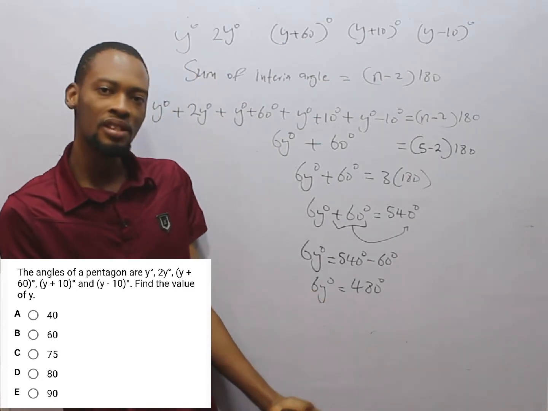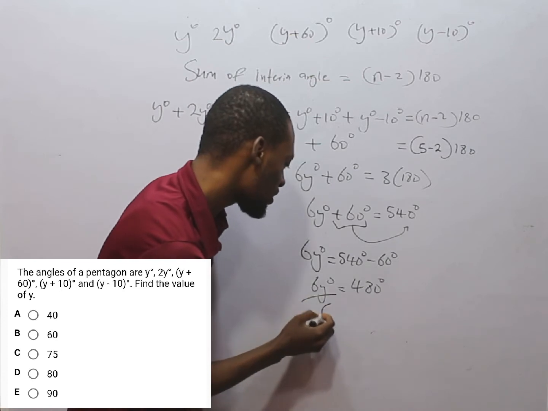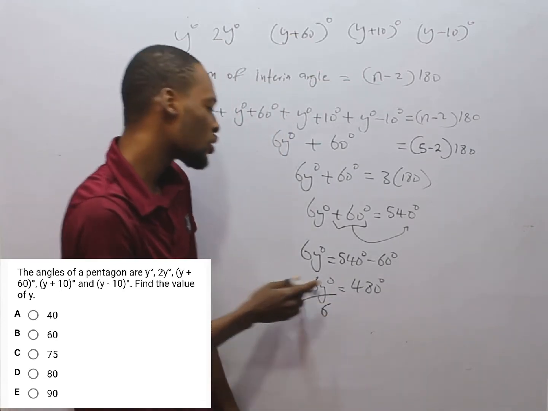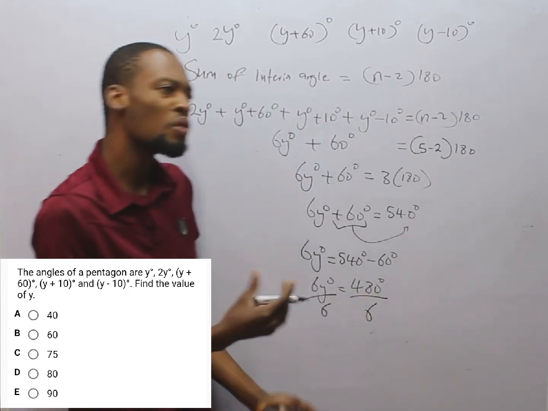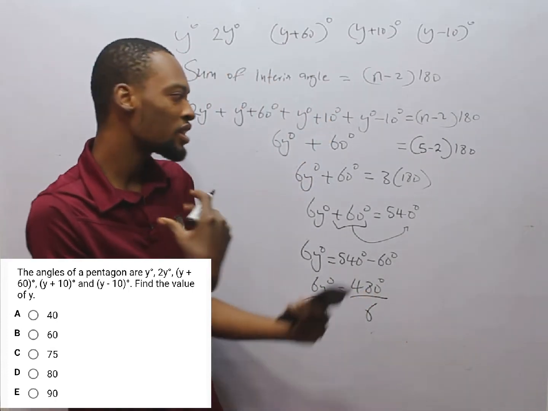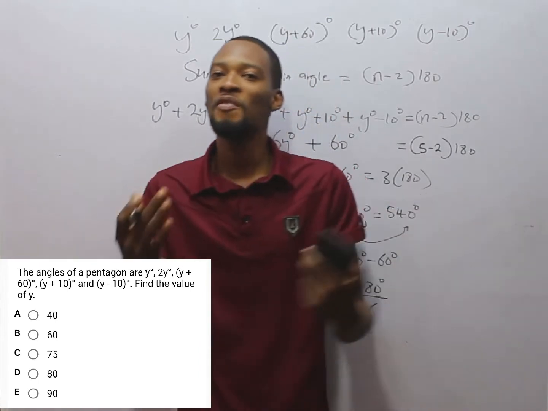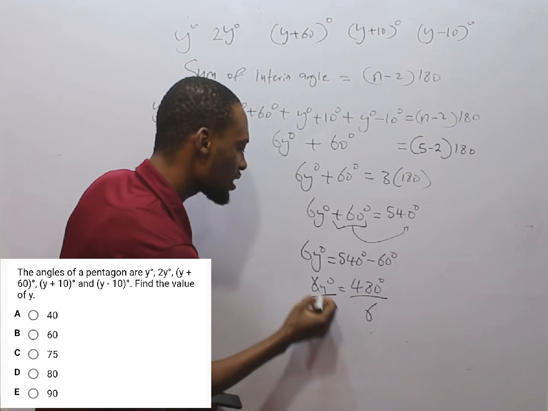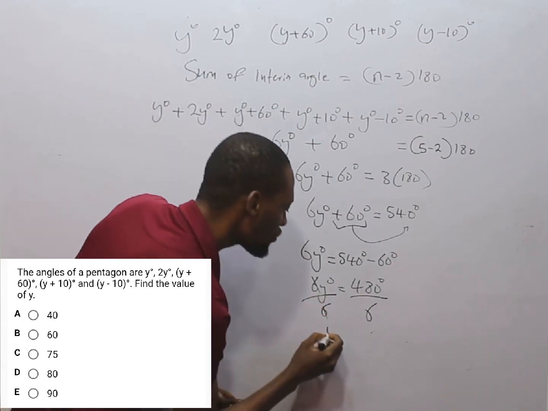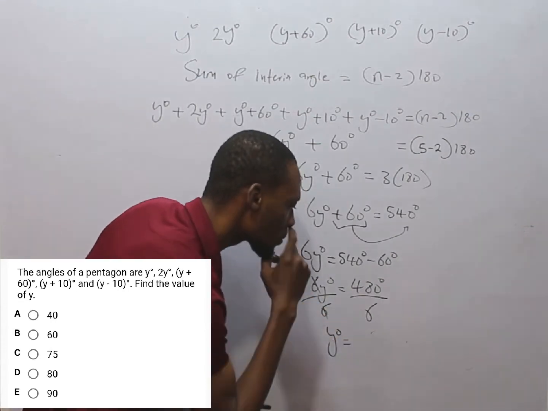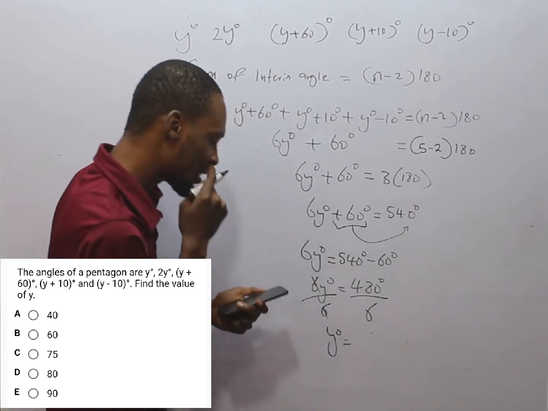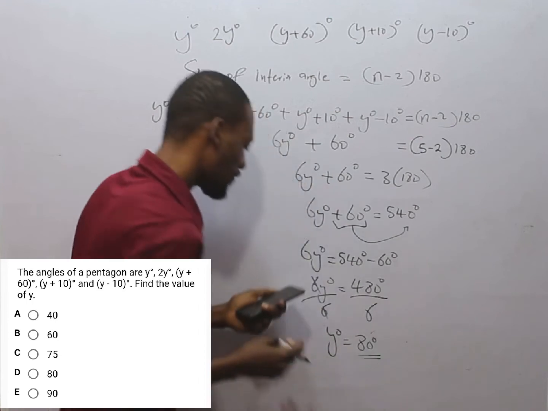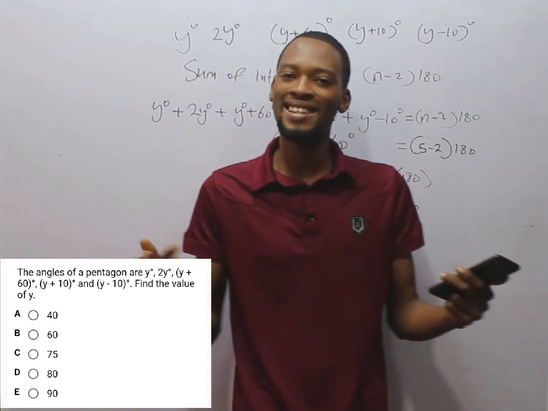It's simply by removing 6 from this y. How do we remove 6 from y? We divide by 6. And anything that happens to this side of the equality sign should happen to the other side, so that the equation will be balanced. What is good for the goose is good for the gander. 6 divided by 6 is 1. So we are left with y degrees equal to 480 degrees divided by 6, which is 80 degrees. So the value of y is 80 degrees.